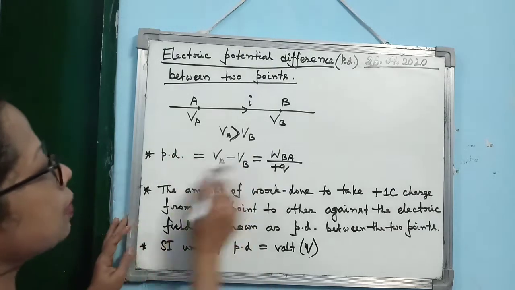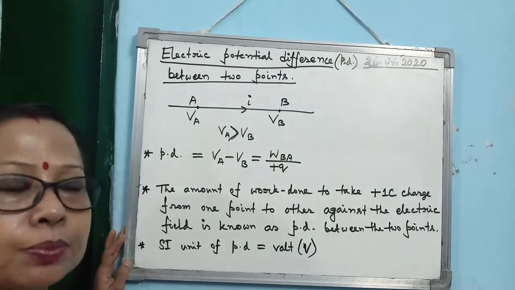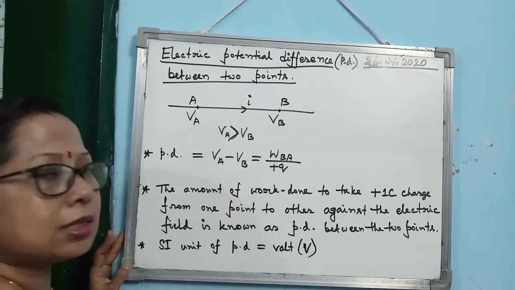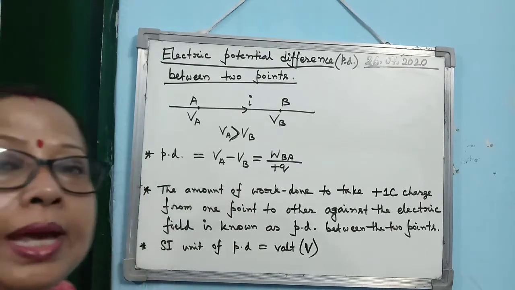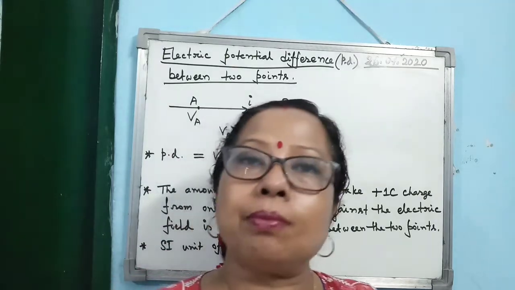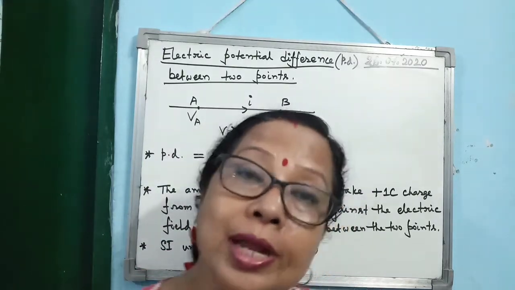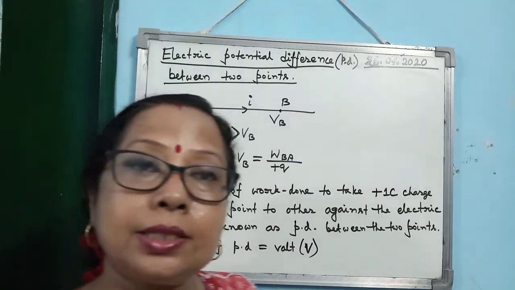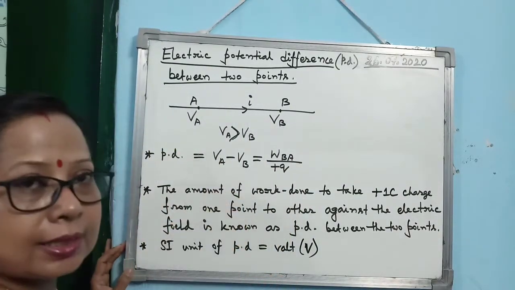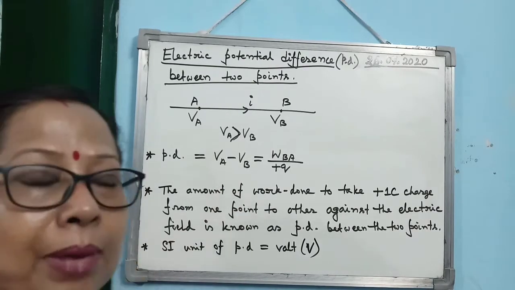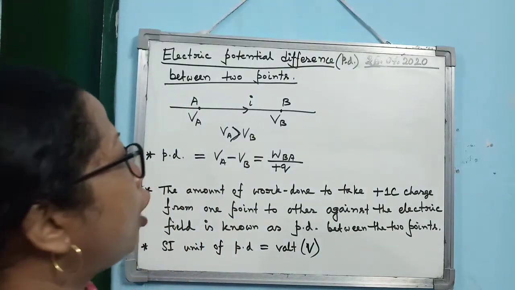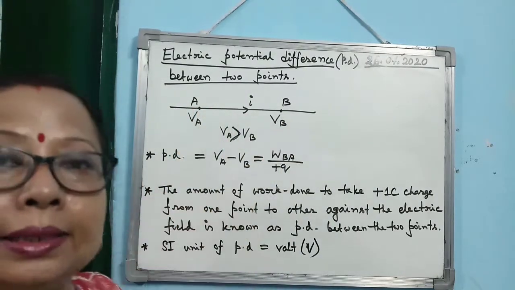So what is the potential difference? As I said, the difference between the potentials of 2 points, so simply you can write it as VA minus VB. Now, we have defined electric potential in terms of work done. I hope you remember: the amount of work done to bring a unit positive charge from infinity to a point. So potential difference is the amount of work done to take a unit positive charge from one point to the other.